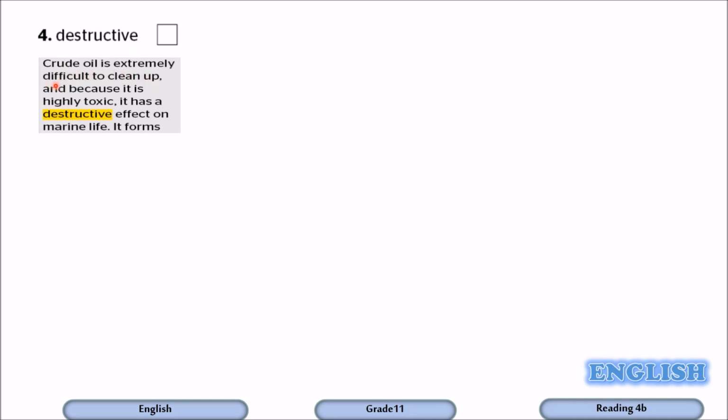Crude oil is extremely difficult to clean up, and because it is highly toxic, how is it? Highly toxic, poisonous. It has a destructive effect on marine life. What kind of effect does it have on marine life? A destructive effect. So, destructive means something negative. It goes with, who can tell? Yes, right, with H. Let's read the definition. And the definition for the word destructive, it's an adjective causing harm, injury, or damage.